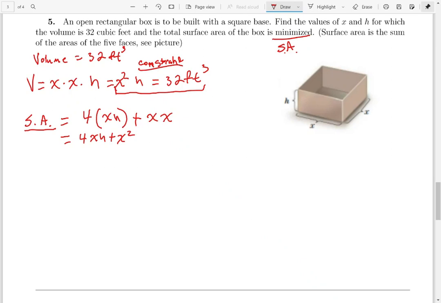Great. Well, we have a constraint formula, we have a surface area formula, but we need our surface area in terms of a single variable. So what are we going to do? We're going to solve our constraint equation for one of these variables. Now, it doesn't matter which one you choose, but part of me thinks that if I were to solve for the h, since it's the only outlier, I'd only have to replace one thing. And so that's exactly what I'm going to do.